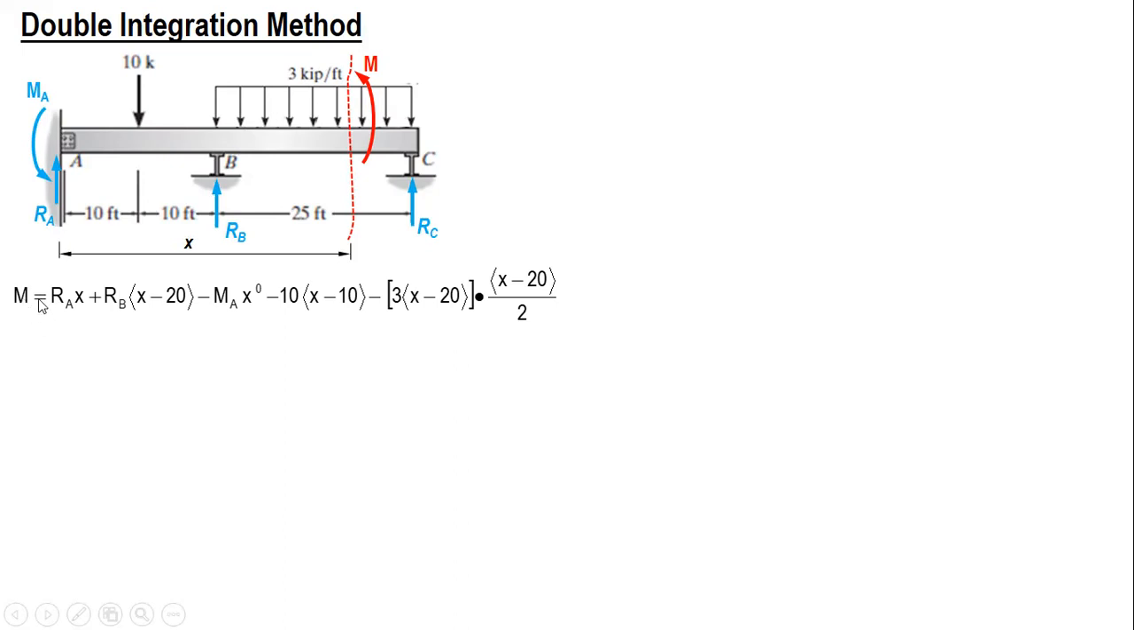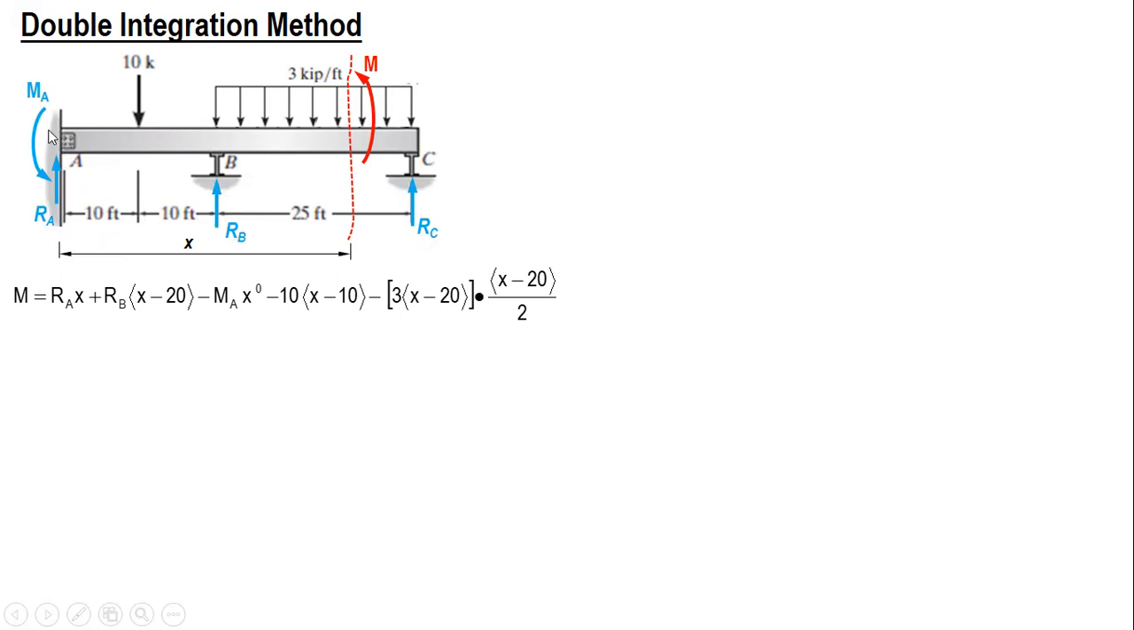M equals, okay, clockwise moment is positive since we transposed it. Like RA, it's clockwise, so it becomes positive. Originally negative when equated to 0, and when transposed it becomes positive. So RA times distance x, plus RB distance x minus 20.